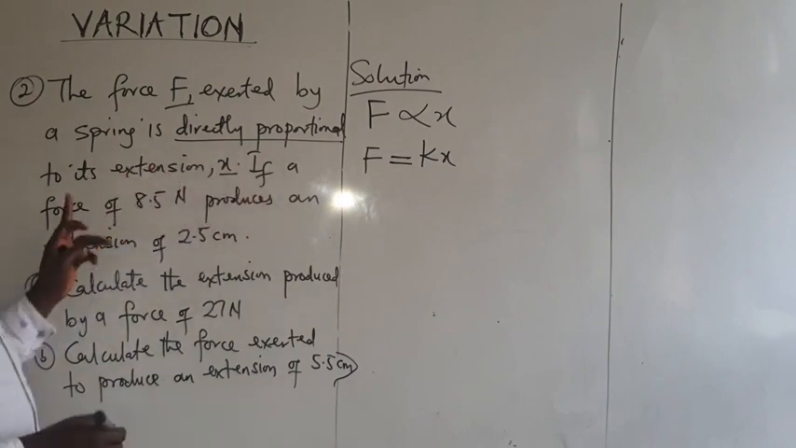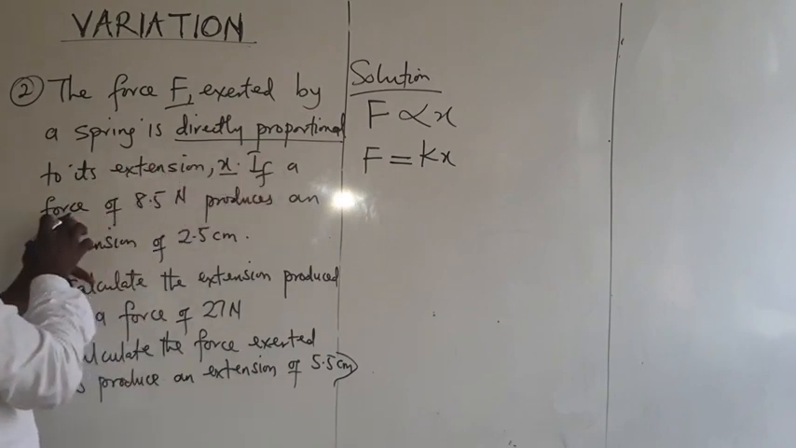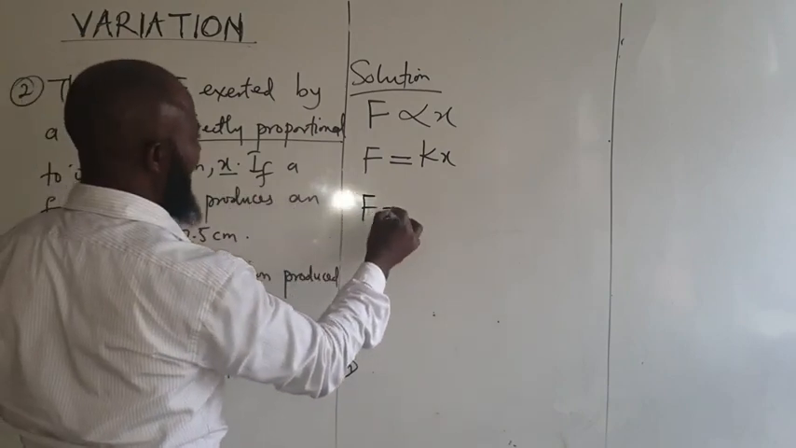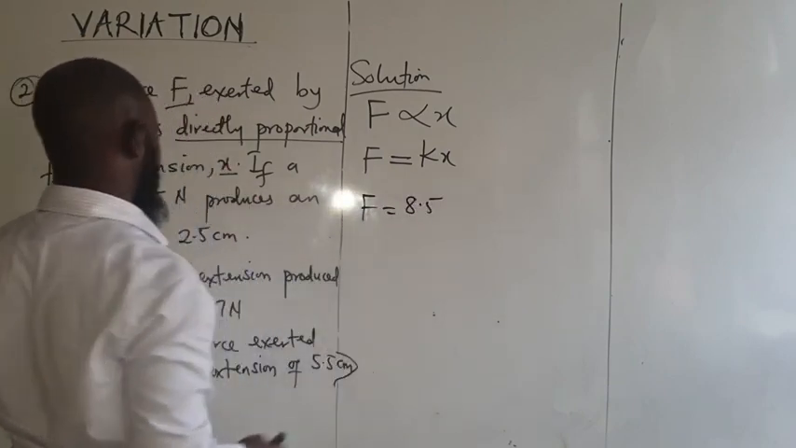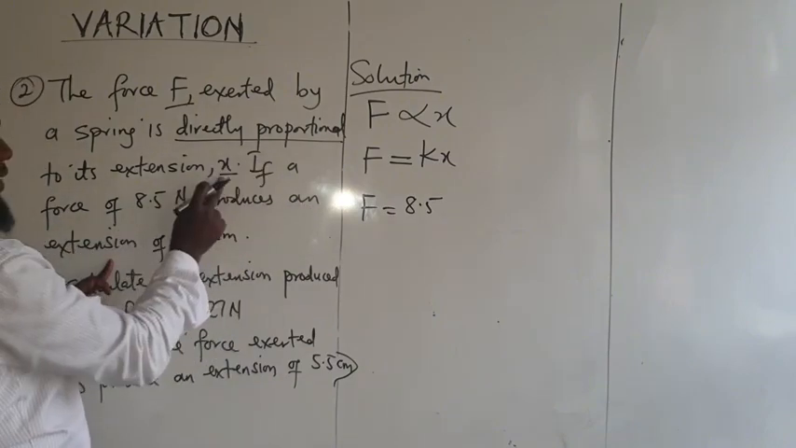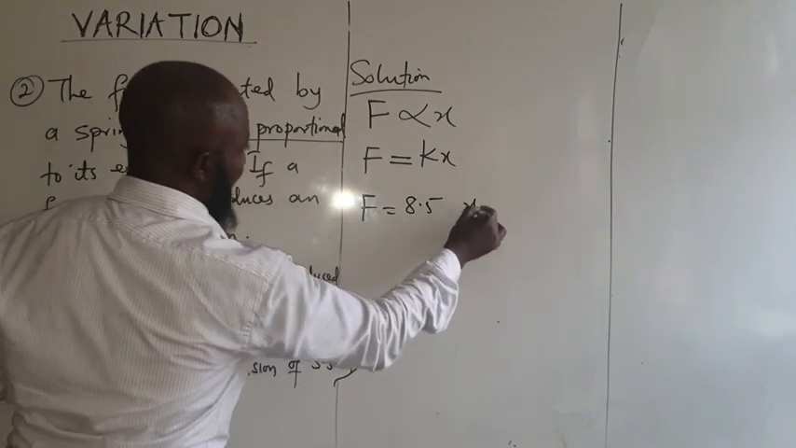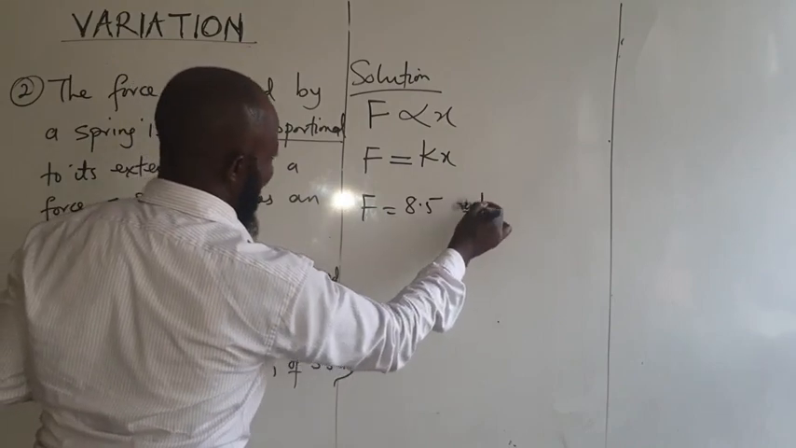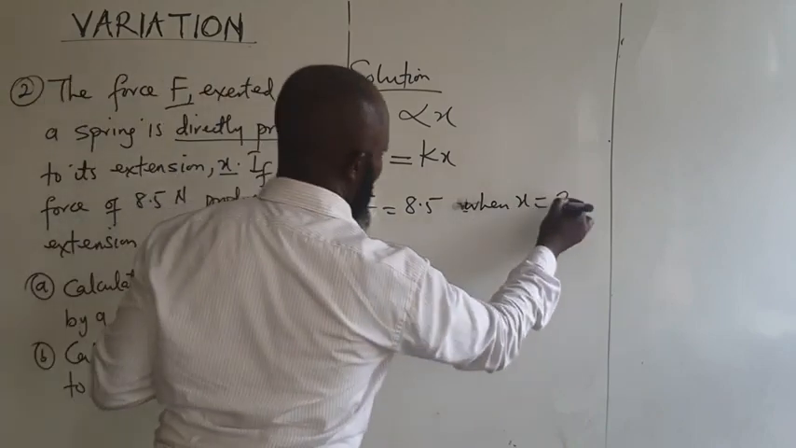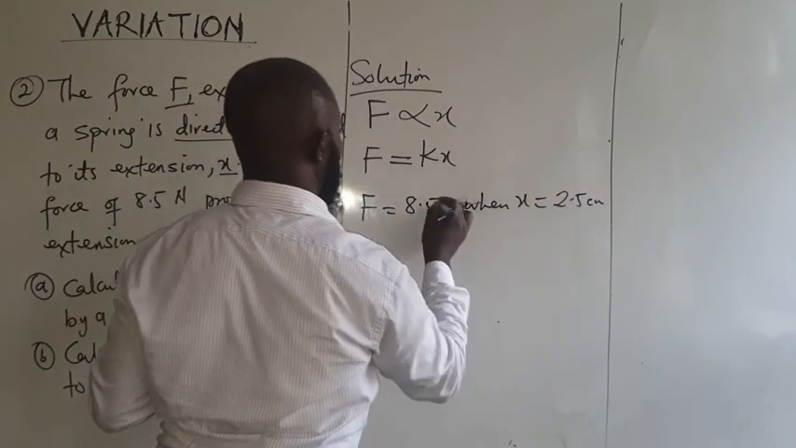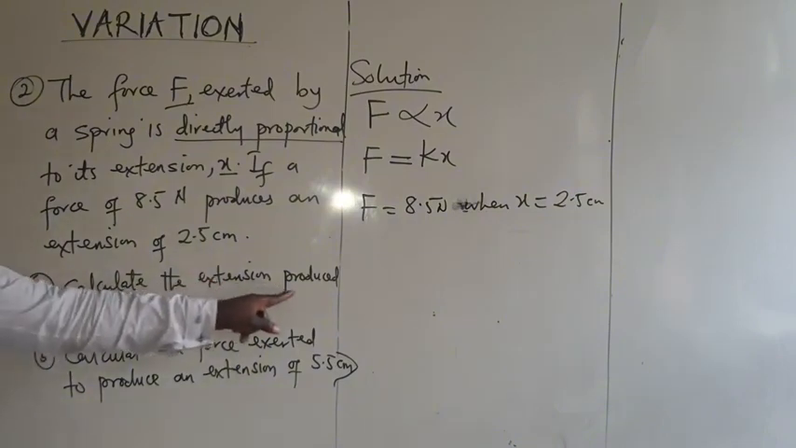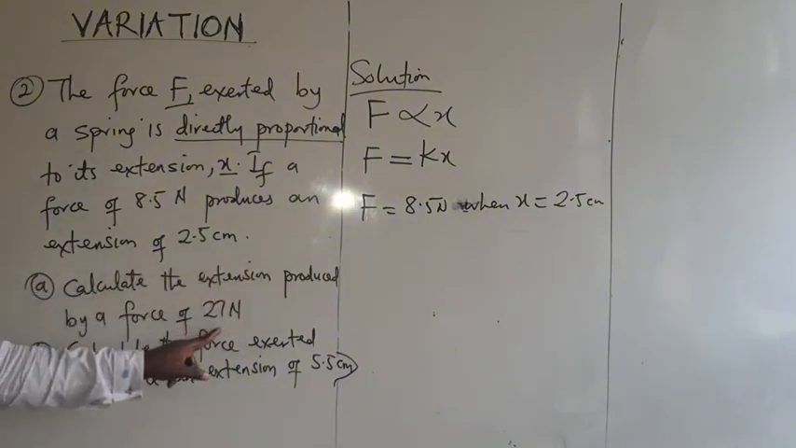So if a force, that is F, of 8.5 Newton, that is F is 8.5, produces an extension, that is x, when x equals 2.5 centimeters. So this is Newton. Is that clear? So calculate the extension produced by a force of 27 Newton.